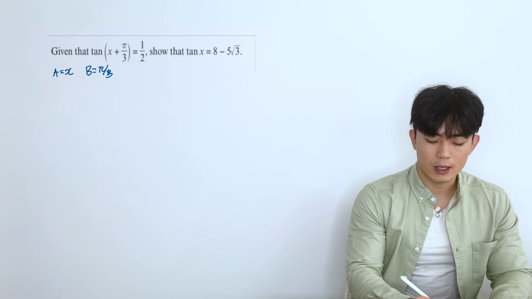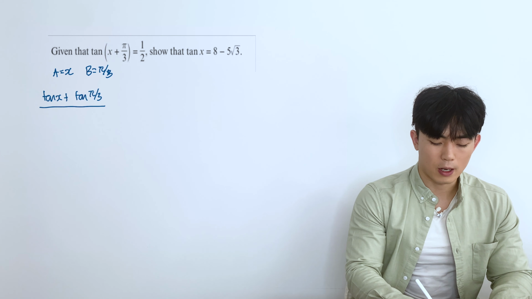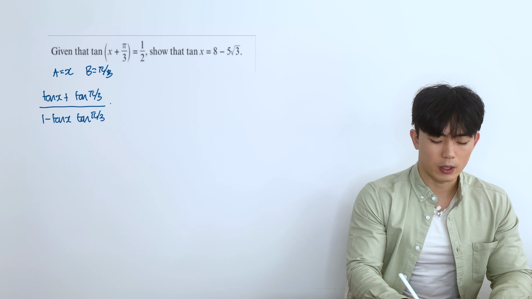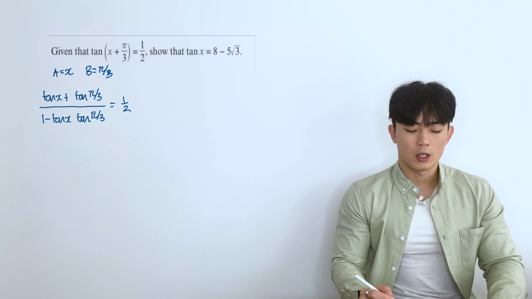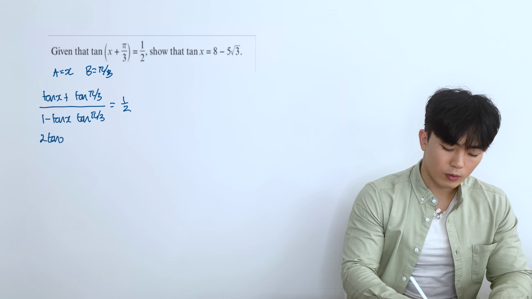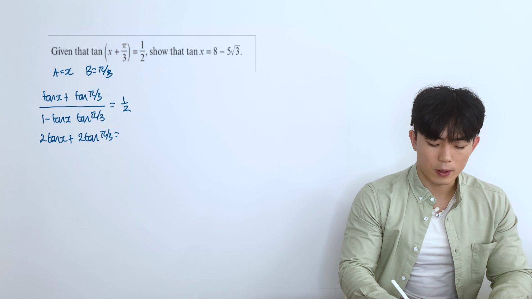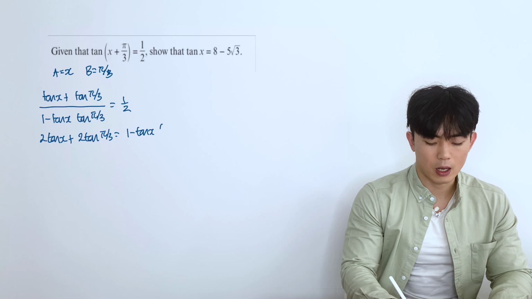So I can expand this by saying it's equal to tan x plus tan pi over 3 over 1 minus tan x times tan pi over 3. And that's going to be equal to your 1 over 2. Right, we're just going to cross multiply now. So 2 tan x plus 2 tan pi over 3 is equal to 1 minus tan x times tan pi over 3.